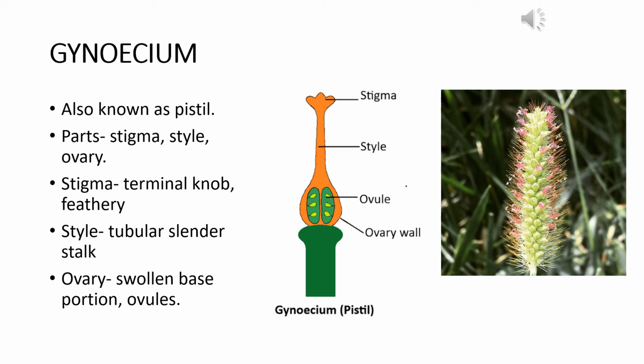And ovary is the swollen base portion of the gynoecium, inside of which there are ovules, and the pollen grains from the androecium are going to come inside the ovary or ovary wall and fertilize the ovules. And then the fruits are going to form. So this is the structure of the gynoecium or the female reproductive part of the flower.